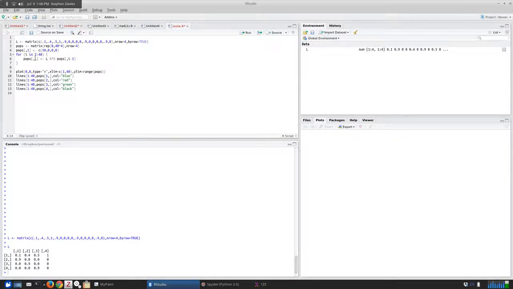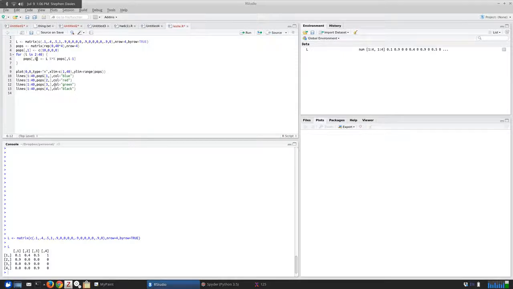I'm saying I'm going to let I go 2, 3, 4, 5, 6, all the way to 40, right? So the first thing I do is I say, well, set pops column number 2 to be the Leslie matrix times pops in column number 1. And then let pops of column number 3 be equal to the Leslie matrix times pops of column number 2. So I keep computing one column from the previous one by multiplying the Leslie matrix by it.